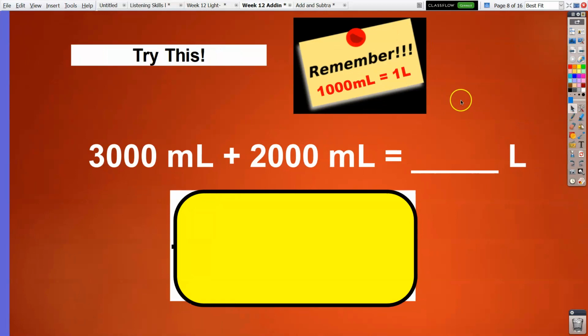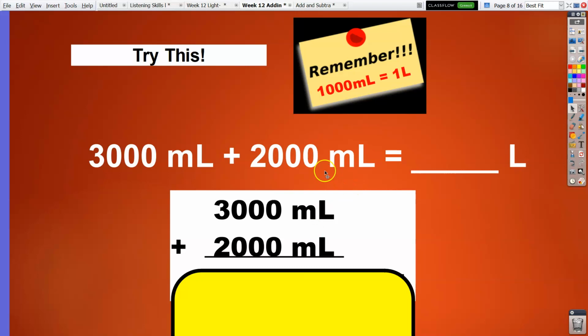Now, let's try this. 3000 ml plus 2000 ml. What is the answer in liters? All right, so we have the same units. And also we have 4-digit numbers. So we can do the columnar additions. So you may write this way, and then you have to add all the numbers by digits. So all the ones, all the tens, all the hundreds, and all the thousands. So 0, 0, 0, 3 plus 2 is 5. Therefore, the answer is 5000 milliliters.